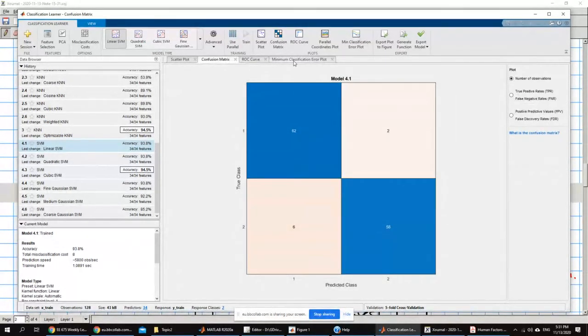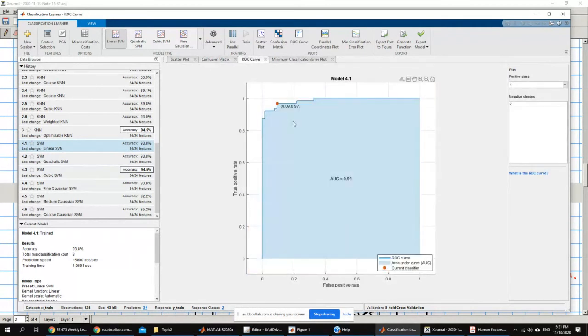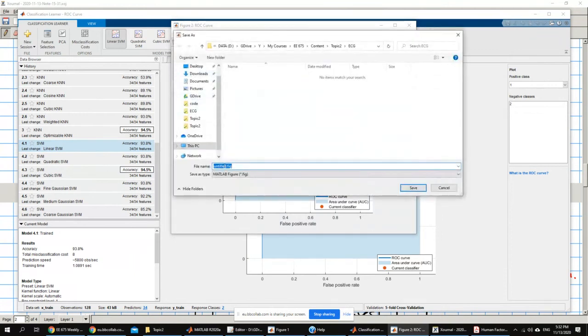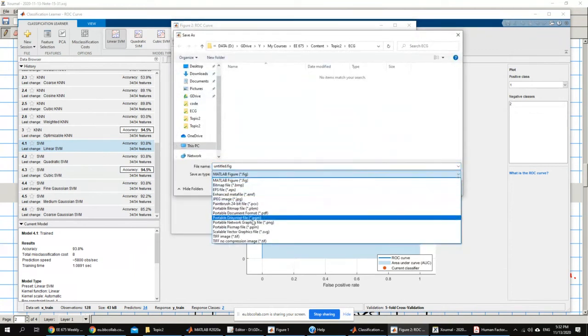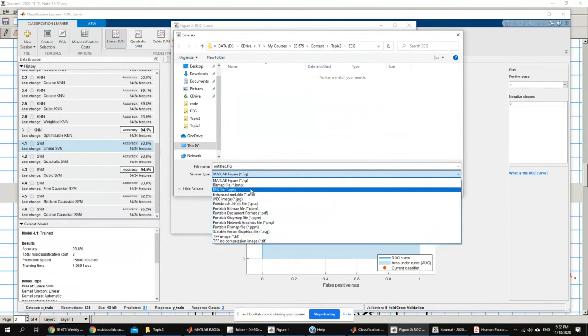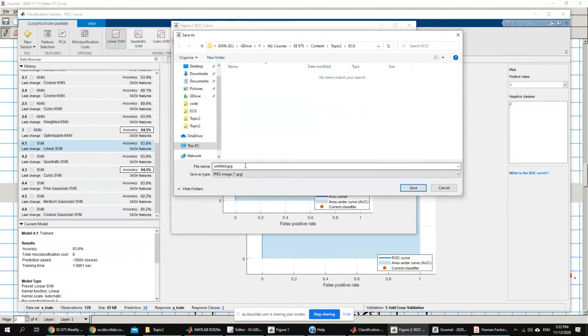The very nice thing about this app is that if I want to get the ROC curve from here, I can say export plot to figure. I got it here as a figure. All I have to do is save it now, save as. I can save it as, for example, JPG. Okay, Fig 1.